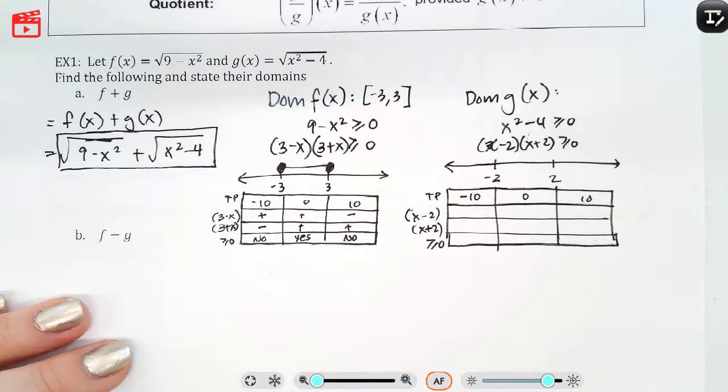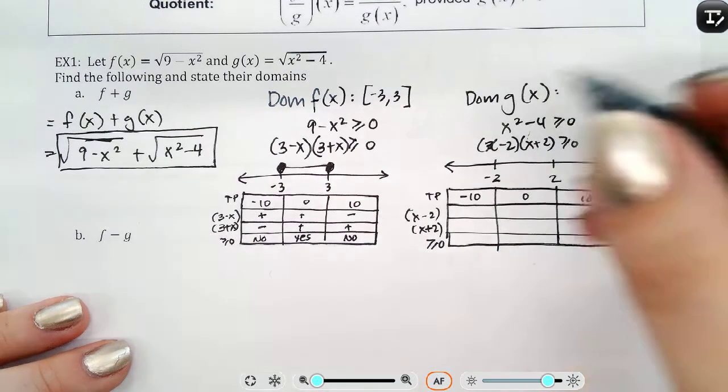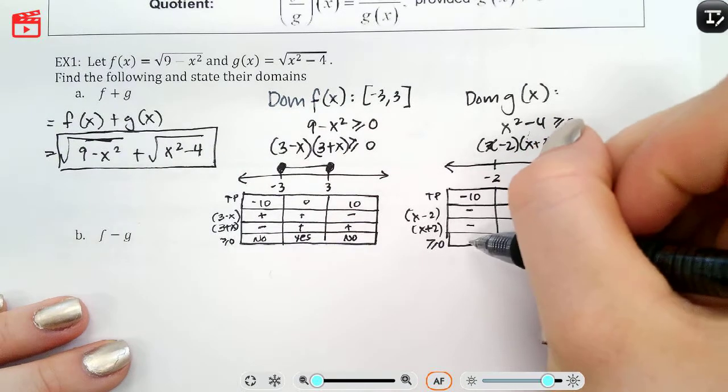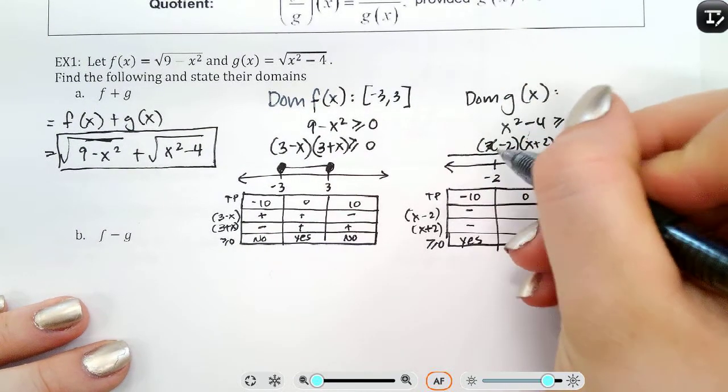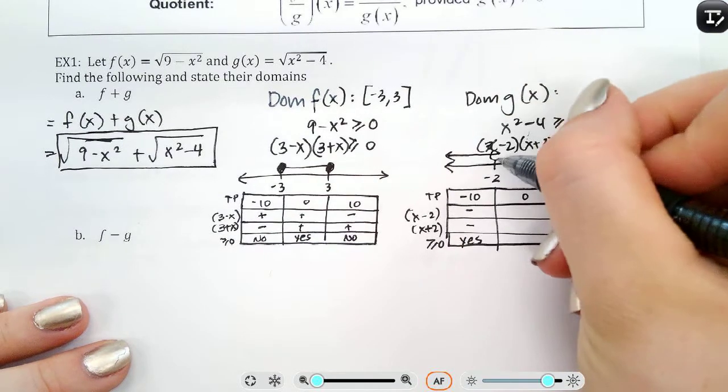Okay, go ahead. See if you can find the domain of G. Okay, let's see. So it's going to be negative, negative. Is that greater than or equal to 0? Yes. Okay, so we're going to use this. And we're allowed to let it equal -2.